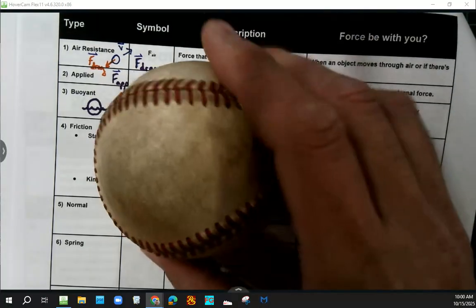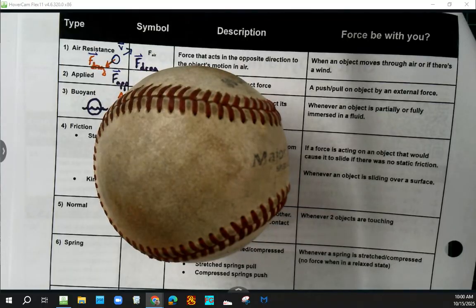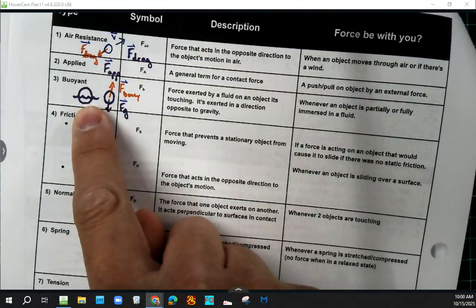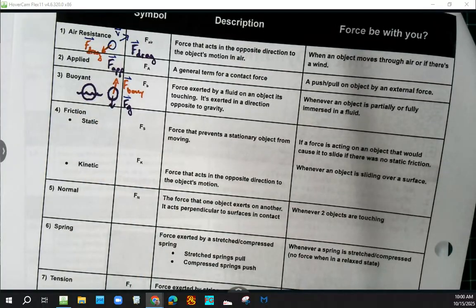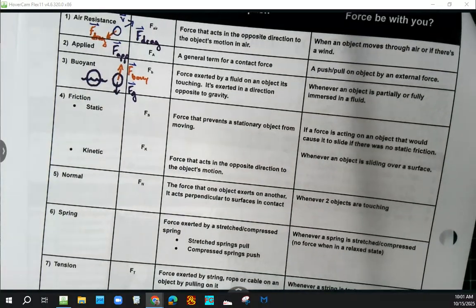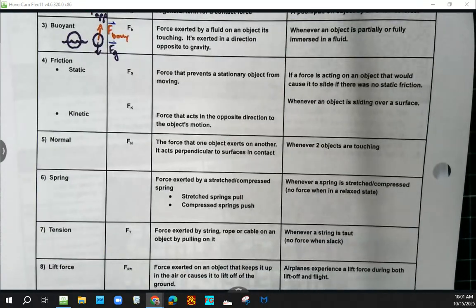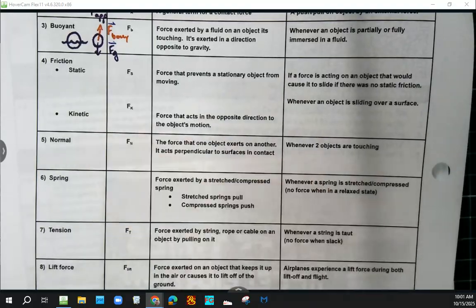Anyway, but this foam ball would definitely float better. It would have more buoyancy force because the density difference between foam and water is greater. Also why helium floats really well, because it's got a big density difference between helium and the surrounding air. This next one, friction.